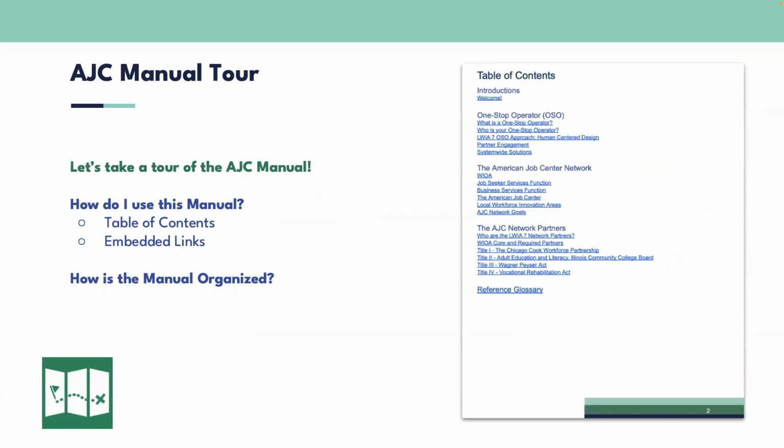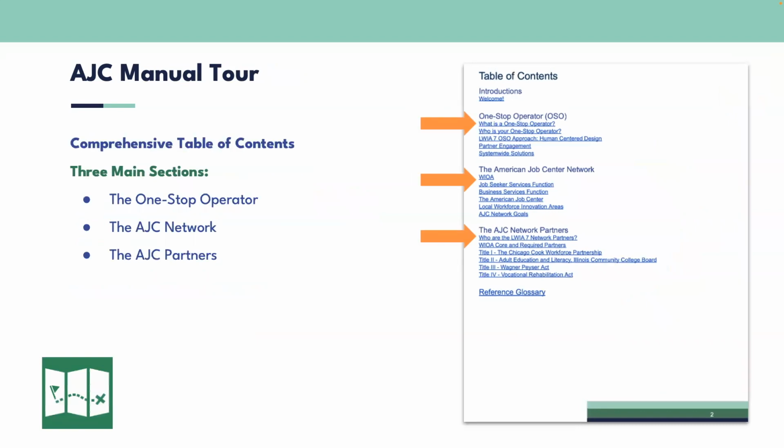So, how do I use this manual, and how is this manual organized? There are two key tools available for optimal manual use. First, you should start by locating the comprehensive table of contents at the start of the document. You'll see right away that the manual is organized by three main sections: the one-stop operator, the American Job Center network, and the American Job Center network partners. You'll dive a little deeper into each of these sections later on in the tour.